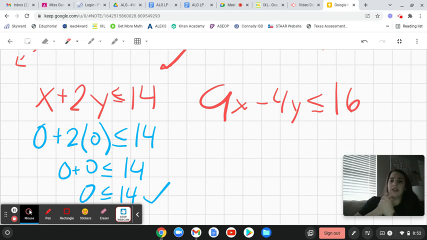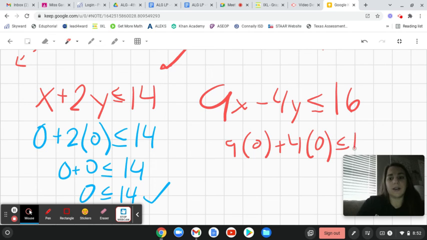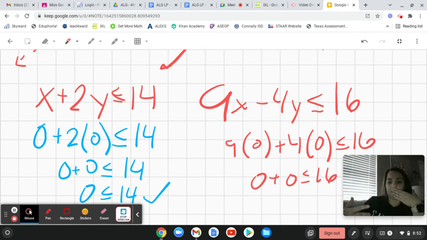Remember, if we test the origin, that is the easiest coordinate. I could test any coordinate I wanted to. I could put 1, 2, or -5, -7, but 0, 0 is much easier to work with. So I'm going to test the origin to figure out if those numbers work inside of this equation. So let's evaluate. 9 times 0 is 0. 4 times 0 is 0. Okay, let's see if this works. 0 plus 0, obviously 0. You could have probably figured it out before, so is 0 less than or equal to 16? It is. 0 is less than or equal to 16.